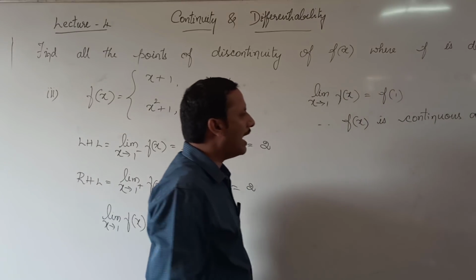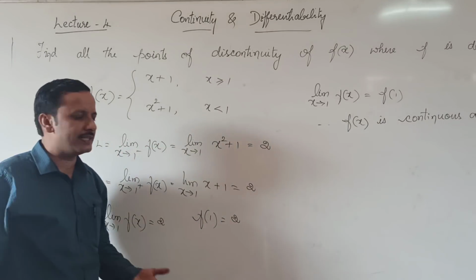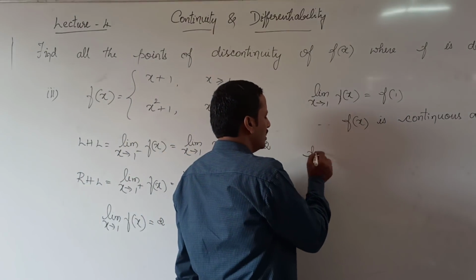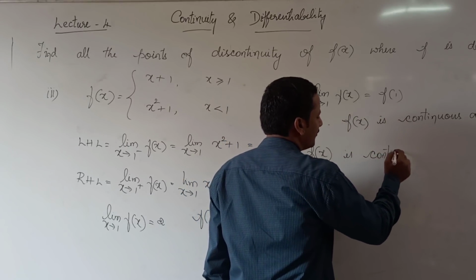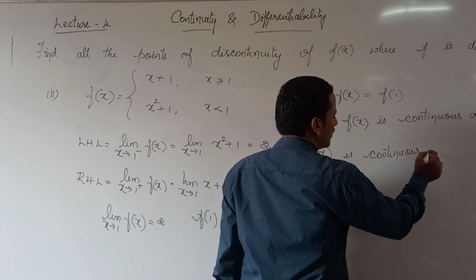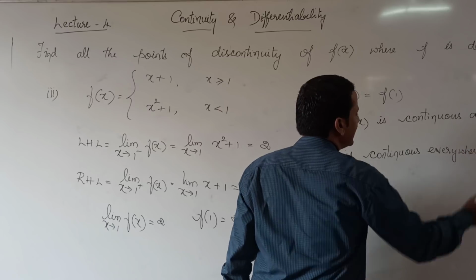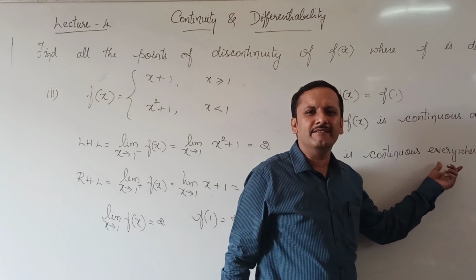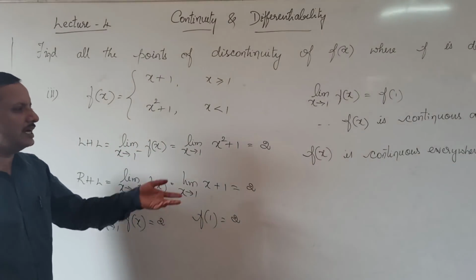Okay. And it is obvious that it is continuous everywhere else. It suggests that f of x is continuous everywhere. When I say everywhere, its meaning is at every real number. Okay. So, f of x is continuous everywhere.